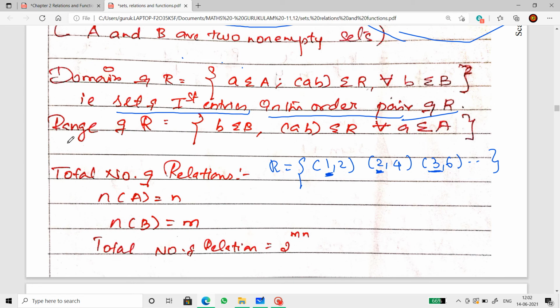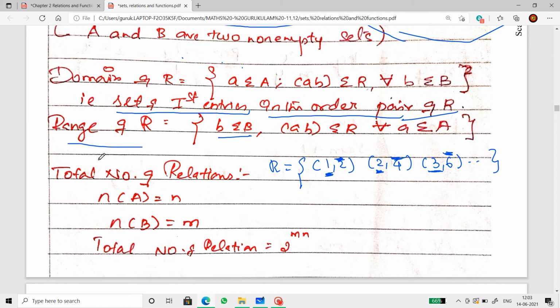The next one is the range of R. Well, b belongs to B. b is an element of set B. (a, b) is an ordered pair, an element of R, for all values of a belonging to A. That means the set of all the second entries 2, 4, 6 are called the range. So the set of all the first entries of the ordered pairs is called the domain. The set of all the second entries of the ordered pairs of R is called the range.